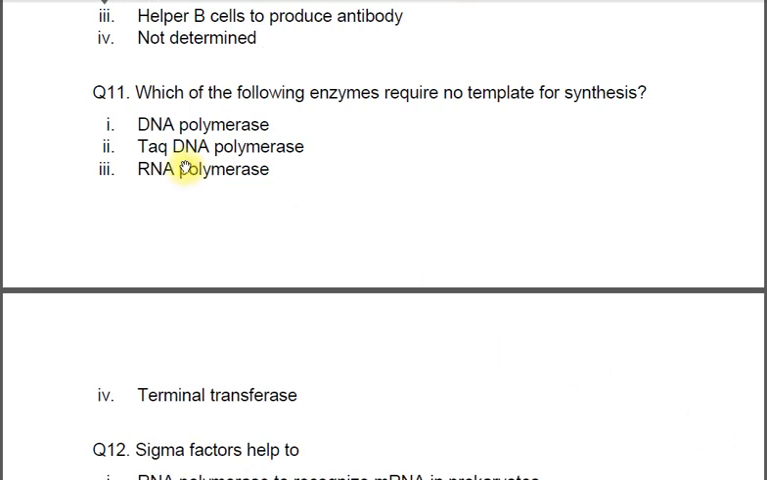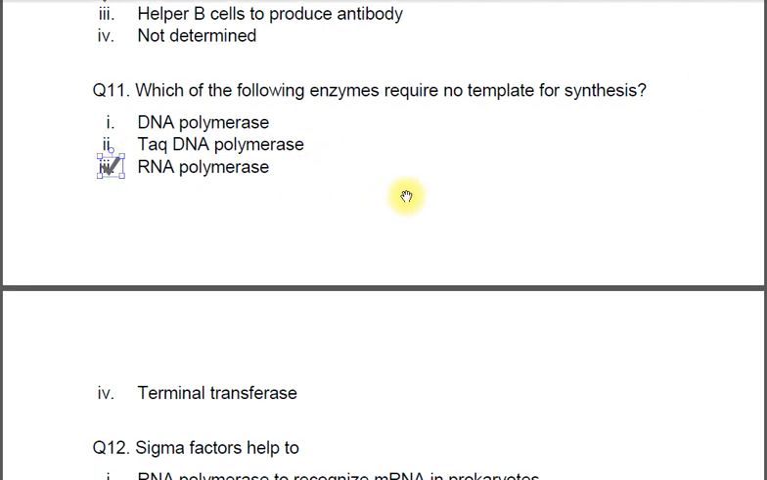Question number 11. Which of the following enzymes require no template for synthesis? The options are DNA polymerase, Taq DNA polymerase, RNA polymerase, and terminal transferase. So the correct one is the option number 3, which is the RNA polymerase. RNA polymerase causes the formation of messenger RNA from DNA, that means the transcription process.